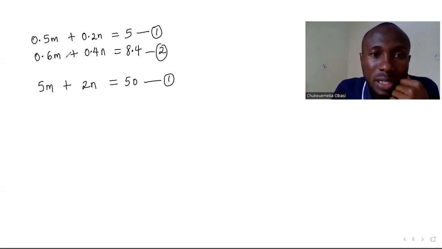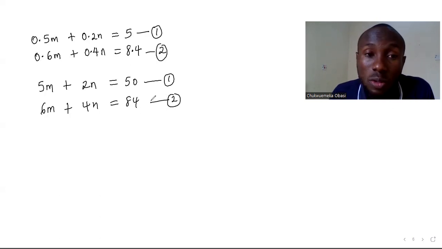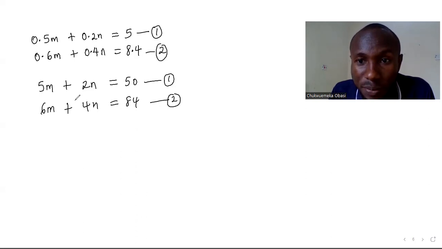And now multiply all these also by 10. This will be 6, and here will be 4, and here will be 84. And this is equation 2. Now, let me tell you something. If you don't want to do what I'm doing, you can go ahead and start solving from here. If you want to eliminate m, you can multiply the coefficient of m here to all of these, and the coefficient of m here to all of these. It still works, but you'll get your answers in decimal form. So I like this form. It's looking very nice here.